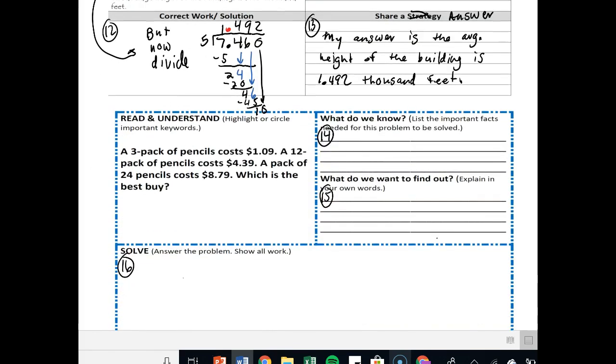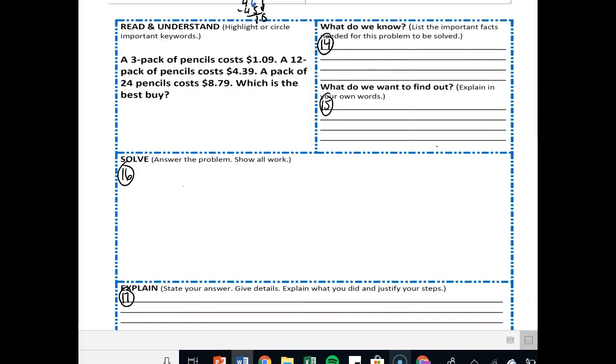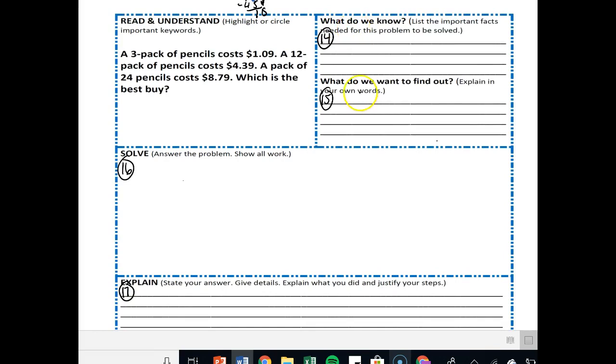All right, so this problem is not an error. It's just a word problem. And you're going to write down what you know, what you need to find out, solve it, and then explain your answer. So basically this is called a best buy problem, and you're going to want to find a unit rate. So we did this in our notes, and basically you're just going to say, okay, what's the unit rate of the 3-pack, of the 12-pack, and of the 24-pack, right?